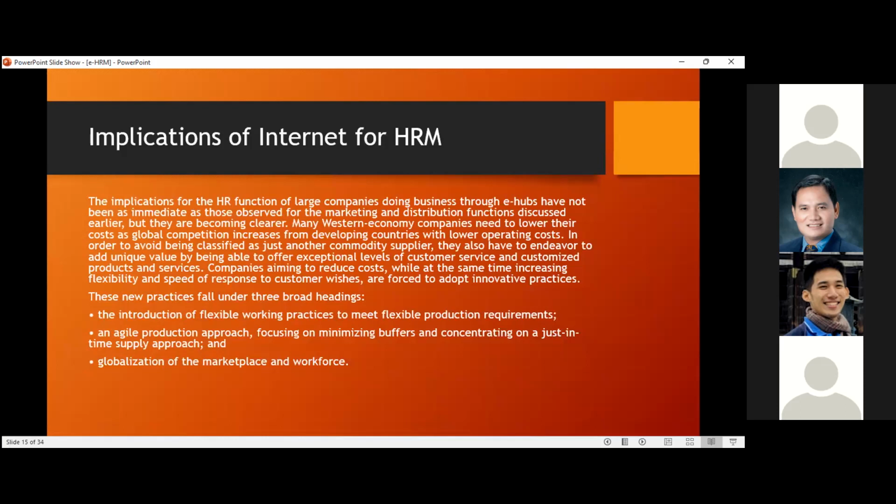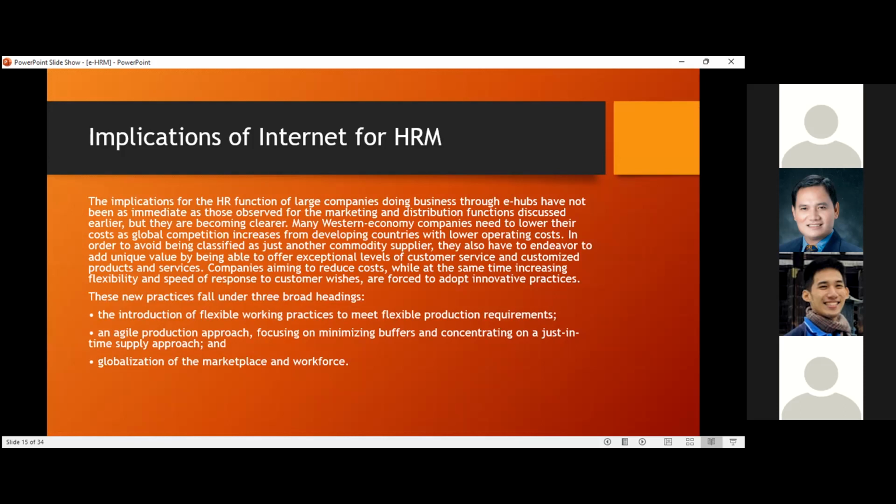Many Western economy companies need to lower their costs as global competition increases from developing countries with lower operating costs. In order to avoid being classified as just another commodity supplier, they also have to endeavor to add unique value by being able to offer exceptional levels of customer service and customized products and services. Companies aiming to reduce costs while at the same time increasing flexibility and speed of response to customer wishes are forced to adopt innovative practices.